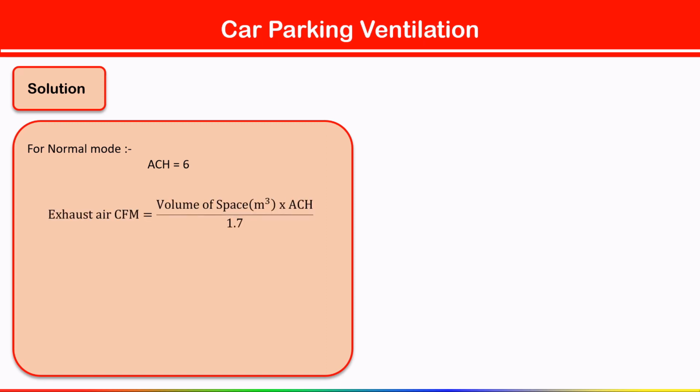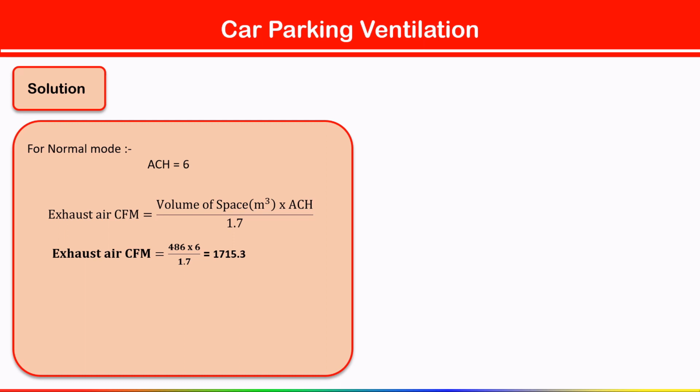So the formula is: exhaust air CFM is equal to volume of space in meter cube into ACH divided by 1.7. Volume of space we have calculated, and for normal mode ACH we take 6. So put all the values in this equation: 486 into 6 divided by 1.7. So exhaust air CFM we get 1715.3, in CFM, cubic feet per minute. Now we have calculated the exhaust air CFM.